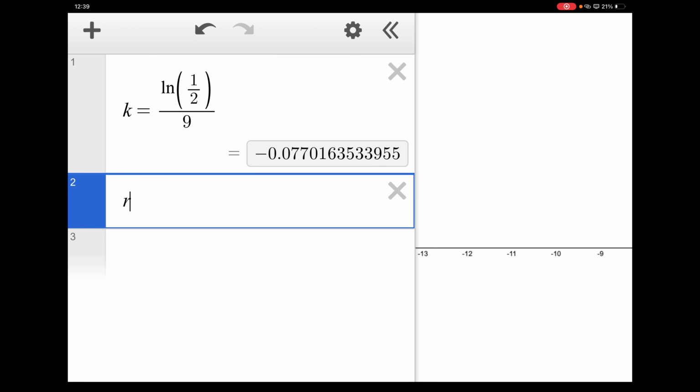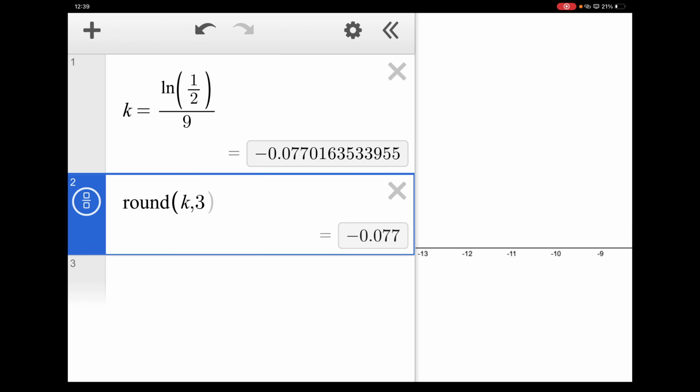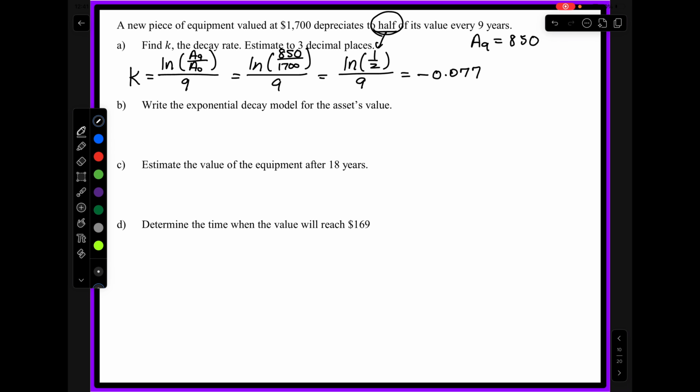So we need to round this answer, which again I stored as K, to 3 decimal places. So our answer for K is negative 0.077. So with K equaling negative 0.077, I said that wrong last on the other slide.